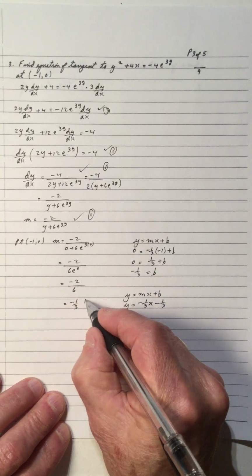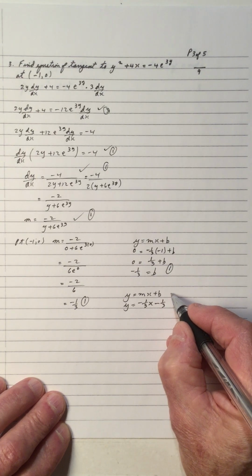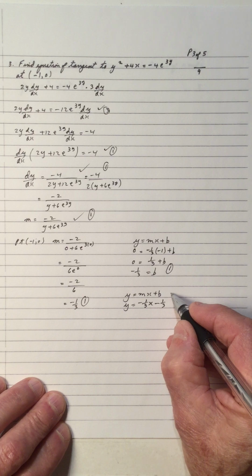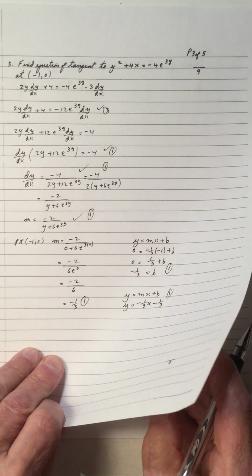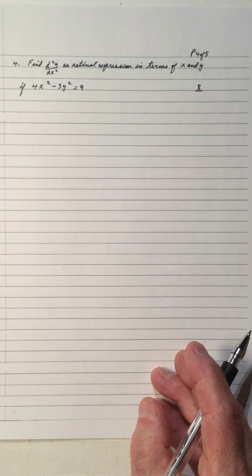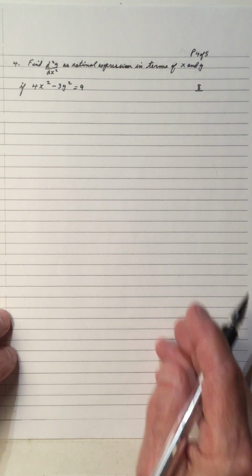at the point, you get a mark. You found the y-intercept, you give yourself a mark, and if you found the equation, you give yourself a mark. So 9 marks altogether for that question. And hopefully everything is going okay. So we have another question to do now.